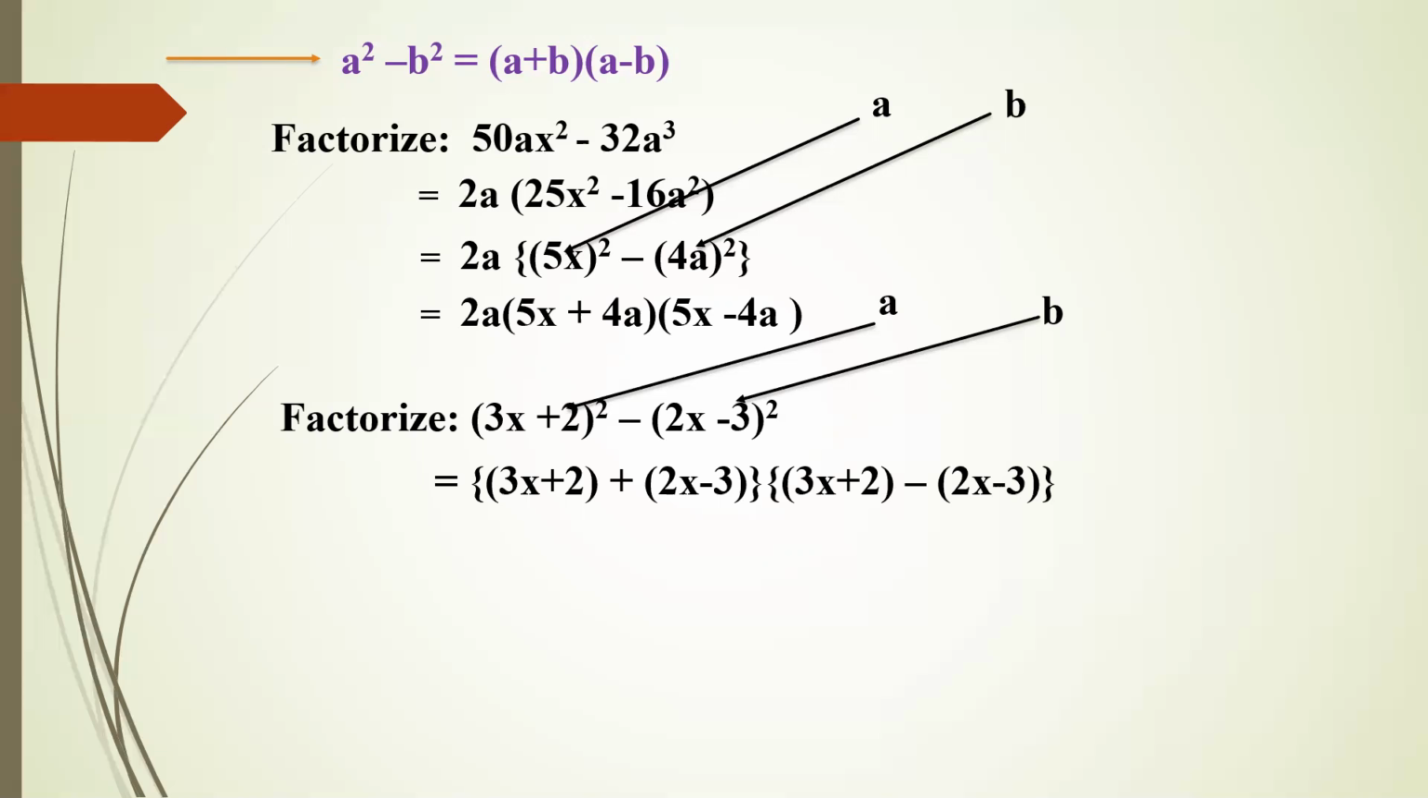Look at the second bracket. It is 3x plus 2 as a, minus 2x minus 3 as b. Since there's a minus, I'm keeping the bracket on each term, right? Okay, we got the two factors.